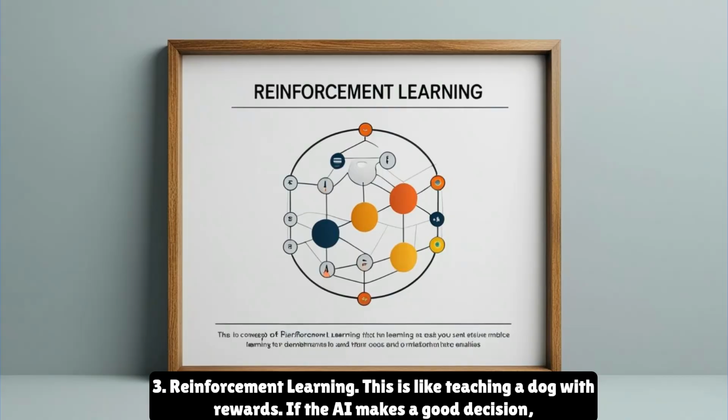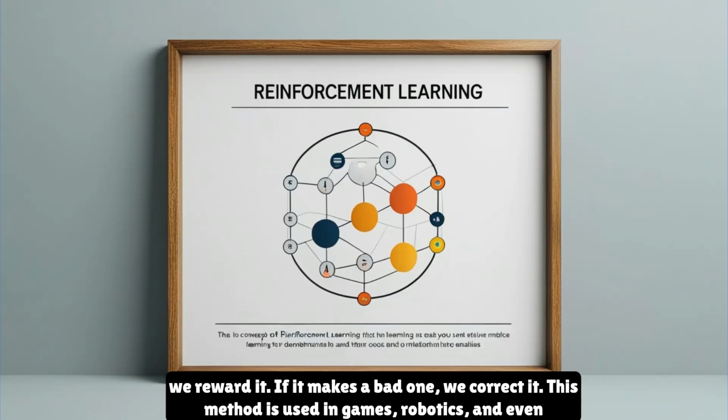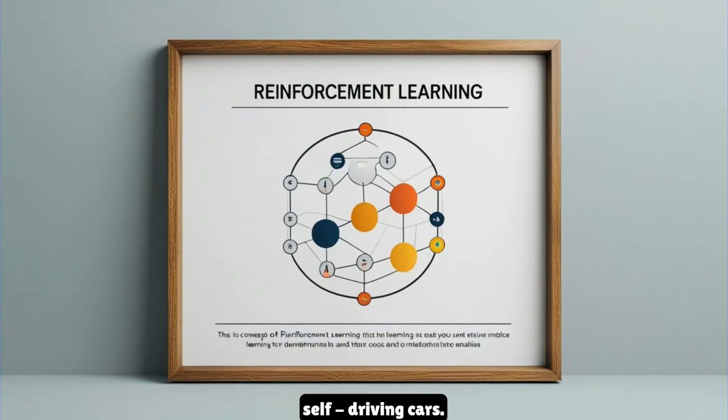3. Reinforcement learning. This is like teaching a dog with rewards. If the AI makes a good decision, we reward it. If it makes a bad one, we correct it. This method is used in games, robotics, and even self-driving cars.